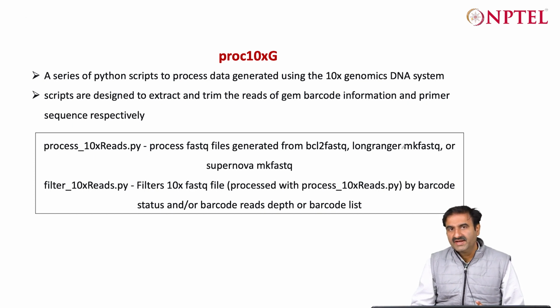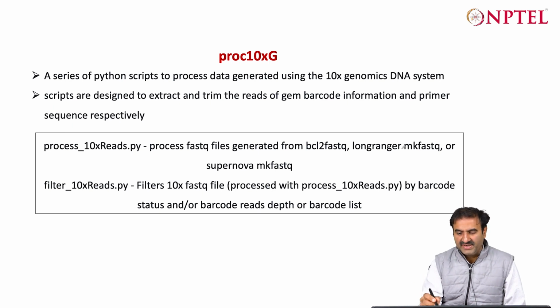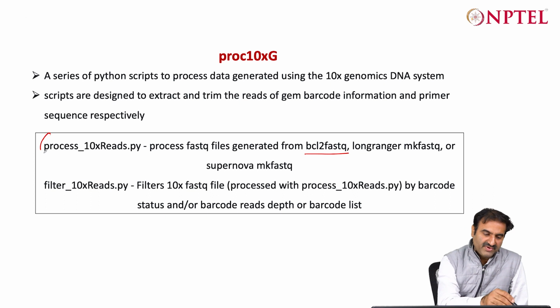Okay, in case of linked reads, basically proc10xG, okay, so this is the tool, and it is also a set of Python scripts to clean the data generated by 10x Genomics systems. So 10x is basically generating the linked reads which are sequenced by Illumina. Okay, so it can basically take the Illumina BCL FastQ files or even the FastQ files, right? And there are two steps, process and filter.